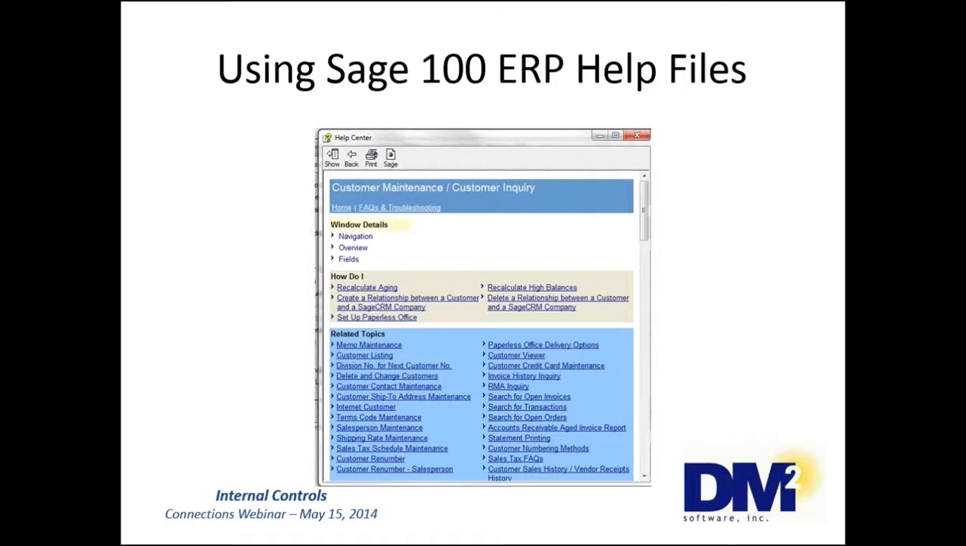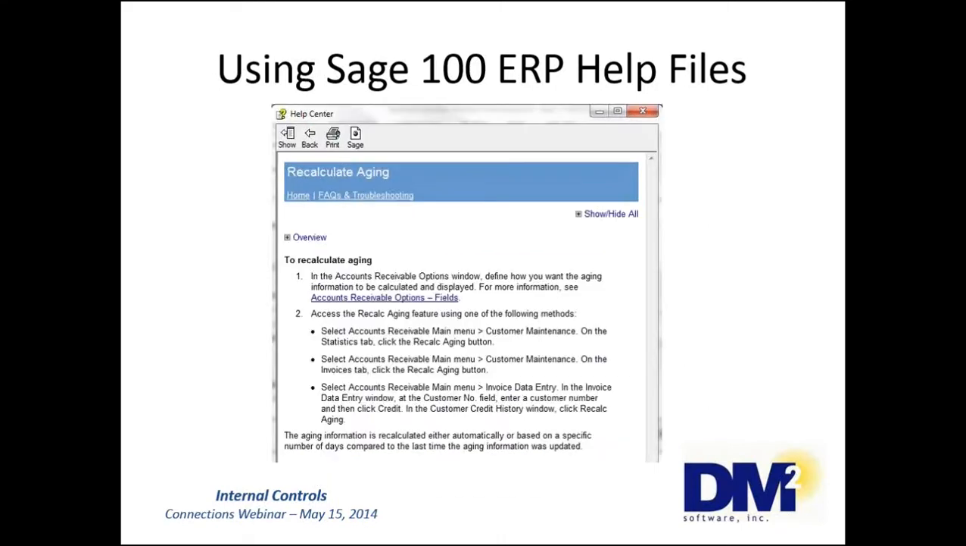When I go to About This window, it brings me into the Sage 100 ERP Help Center. I can select the task I want more information about. For instance, recalculating the customer's aging. Sage provides step-by-step instruction on how the software works regarding this feature.